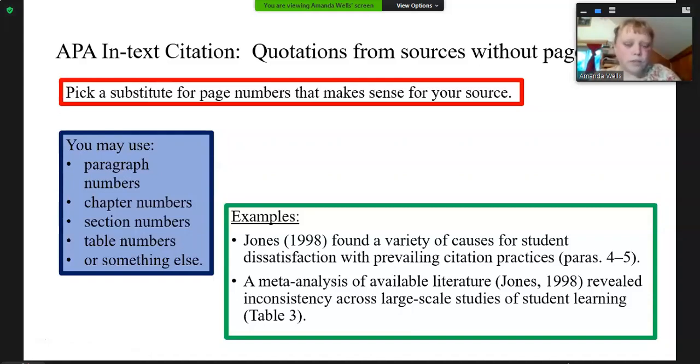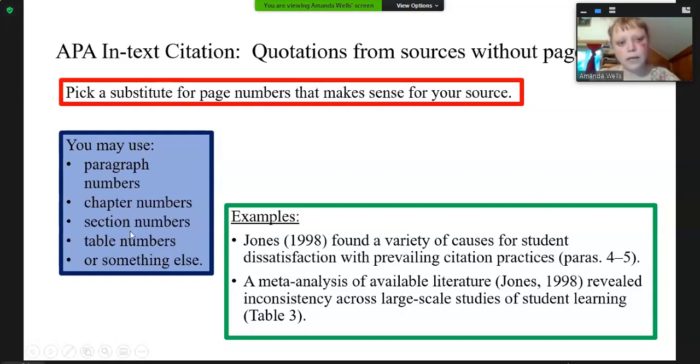If you have sources that don't have any page numbers, you just pick a substitute. Like one of the ones they mentioned that I didn't put in this PowerPoint, but like Bibles don't have necessarily page numbers, or they vary from book to book all the time. So you can use verse numbers, a paragraph number. You can use chapter numbers, anything in this blue list here pretty much, or whatever makes sense.